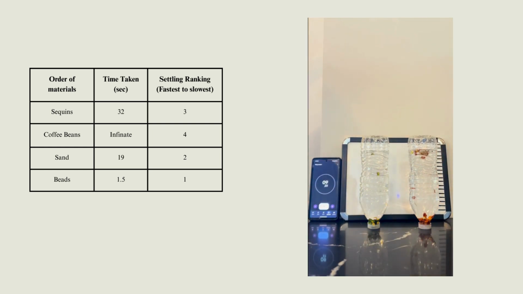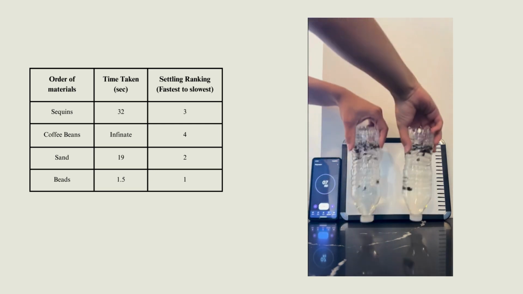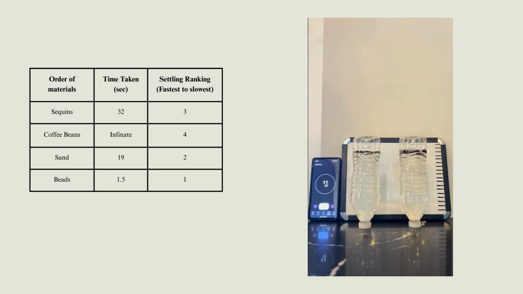I wanted to point out some key things we saw. Obviously, each of these particles settled at different rates. We ranked these in that table here. The sequins are an interesting case where some settled and some didn't. This is likely due to their high diameter and low density, making them more affected by internal forces and currents than the other particles. Despite their large diameter, the coffee beans did not settle.